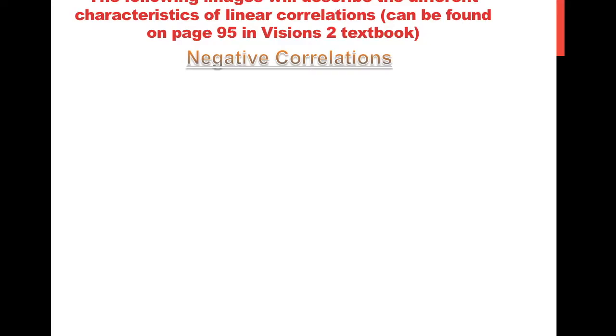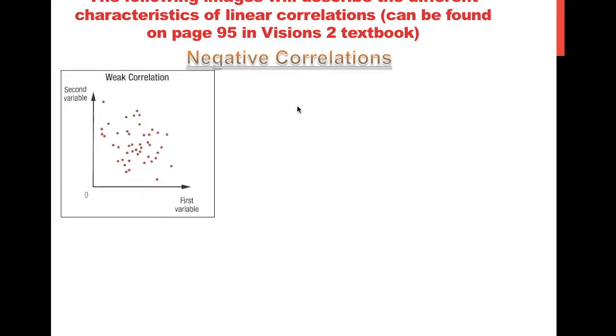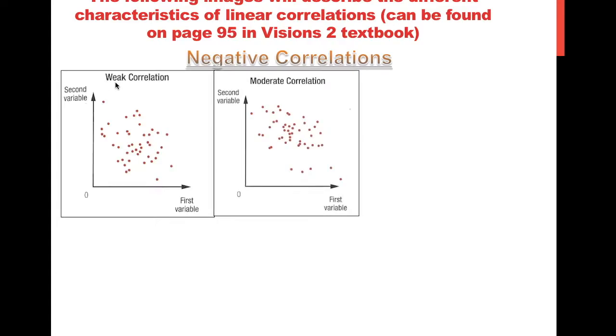Here are some examples of negative correlations. Now remember, starting from the top and then making their way down to the bottom, you have a negative correlation, and all of these points are everywhere. There's not really any kind of cohesive pattern to them, so it's a weak correlation. Again, negative correlation starting from the top and going to the bottom. These points are a little bit more cohesive than these points, so we'll say that they're moderate.